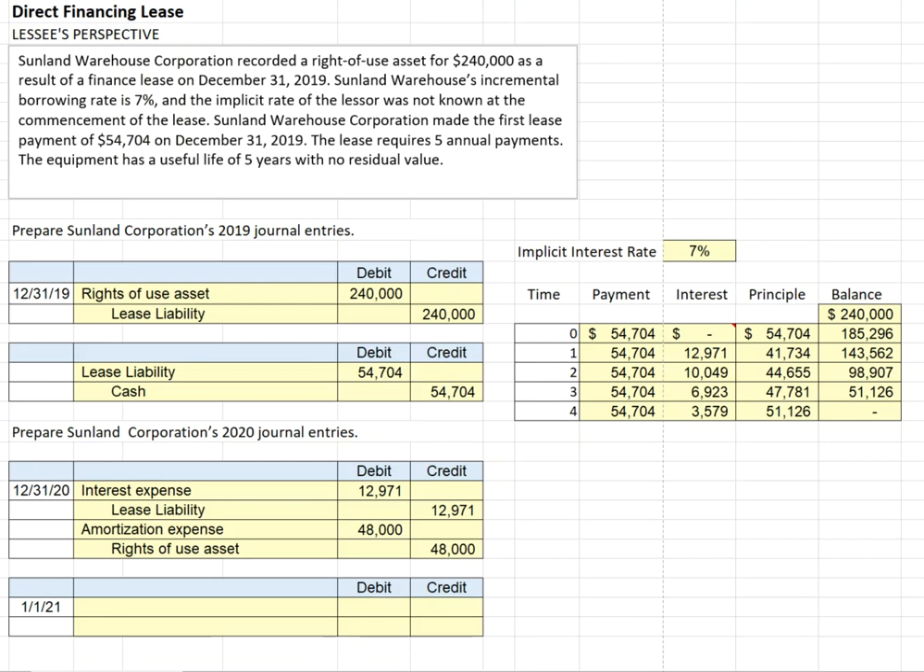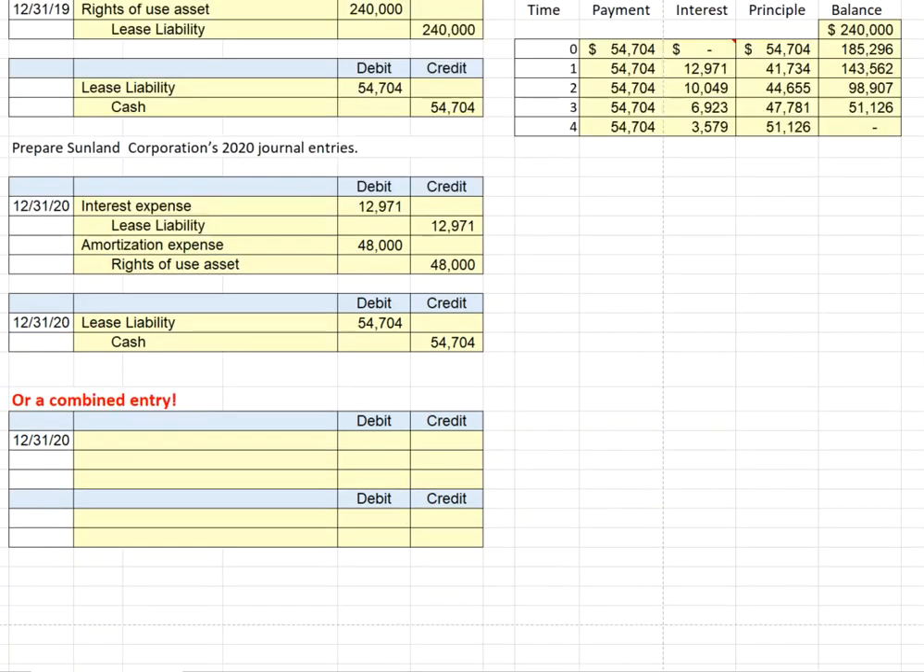When we make our lease payment on January 1, 2021, we will reduce our lease liability and reduce cash by the amount of the payment. Every time we make a payment on our lease, we reduce the liability by the amount of the payment. The date of that payment should have been 12/31/2020, not January 1. We could have also considered making a combined entry on December 31st, 2020.